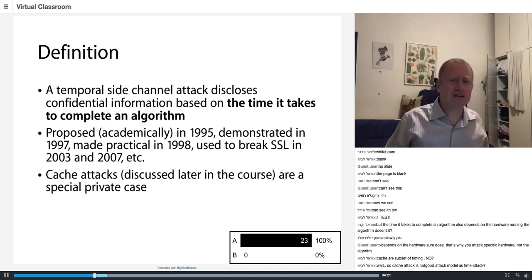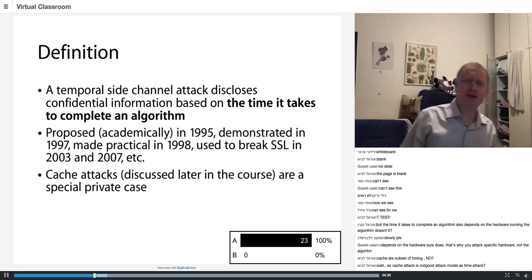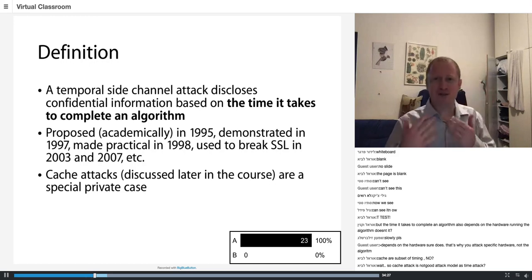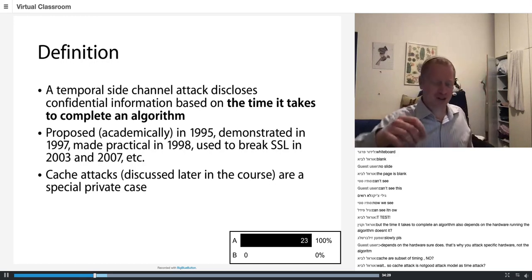So a cache attack, is it a timing attack? A cache attack is a cache attack. It will be explained in the course, God willing, so I don't have to explain it now. We'll just wait a little patiently.